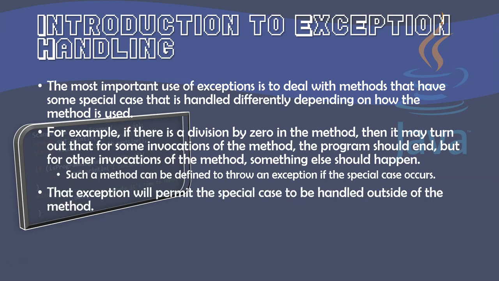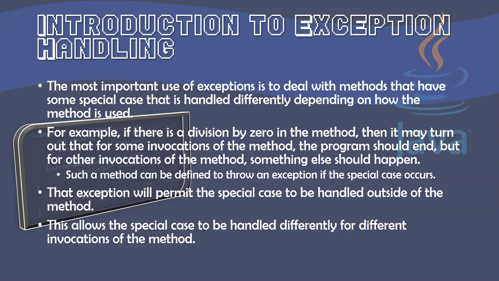Now, the exception, of course, will permit the special case to be handled outside of that method, because we're not going to write that code inside of our method. We're actually going to have a separate method. We're going to abstract it. We're going to have it out into its own kind of field here. This is going to allow that special case to be handled potentially differently for different invocations, which is really nice because we don't have to necessarily restrict it to one particular method. We can then define it so the other methods could use the same exception.